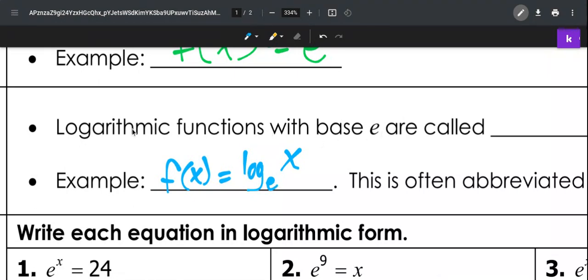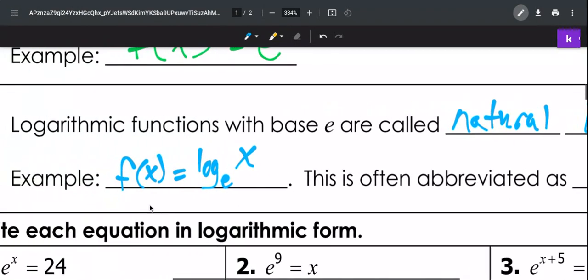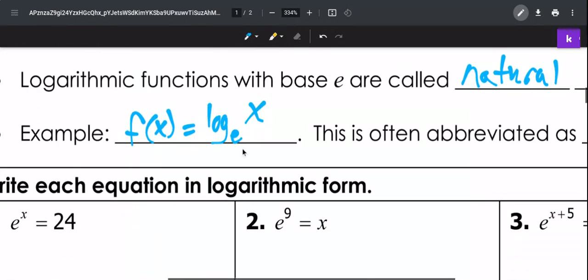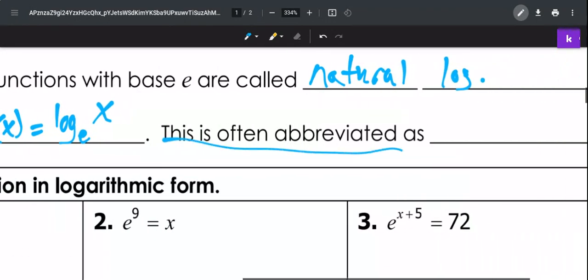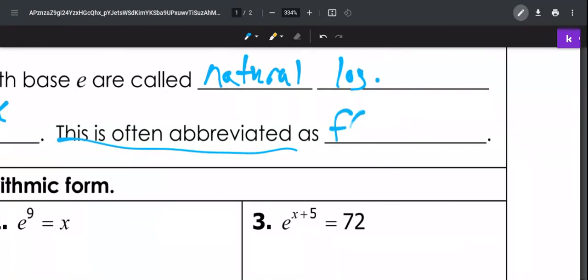When you have a base e for a logarithm, it's called a natural logarithm. I'm just going to write natural log to make it simple. So it's just a natural logarithm. Now, the difference between this and a natural base is that instead of writing log base e, typically we abbreviate log base e and we write it f of x equals ln of x.